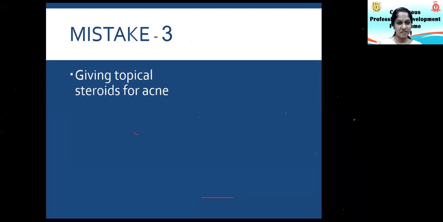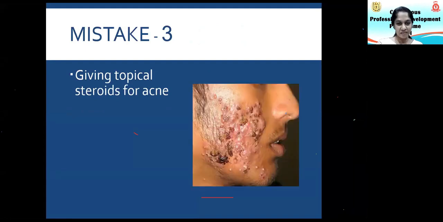So mistake number 3, giving topical steroids for acne. I would say this is not as common as the topical steroid usage we see in dermatophytosis, but this can result in detrimental outcomes like this, with severe florid, pustular and nodular eruptions of acne caused by the usage of topical steroids.